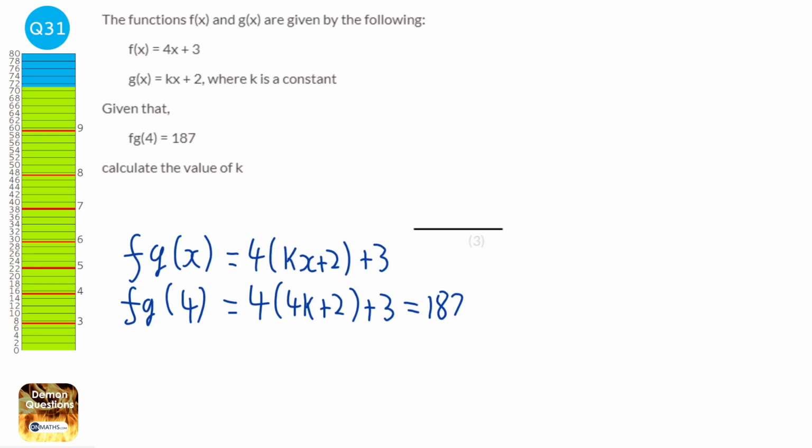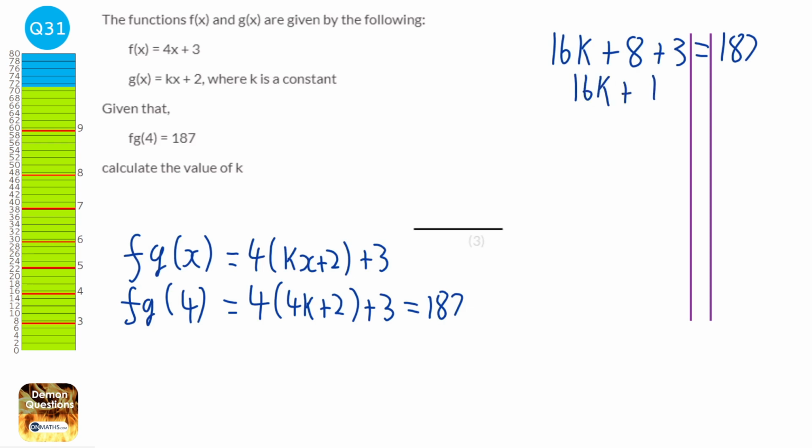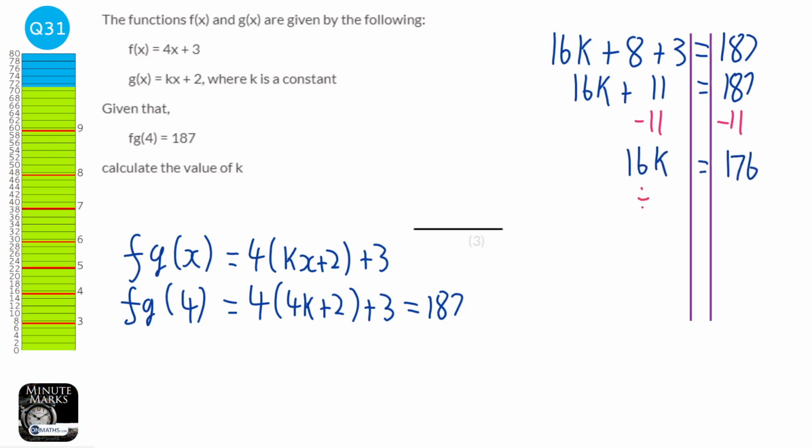So I'm just going to rewrite that, but actually I might expand the brackets as well while I'm at it. So 4 times 4k is 16k. 4 times 2 is 8, plus 3 equals 187, and let's get our solving lines in. Okay, so first thing we can add the 8 and the 3 while we're here. So 16k plus 11 equals 187. So we're going to take away that 11 from both sides. So we've got 16k equals 176, and then we can divide by 16 both sides.